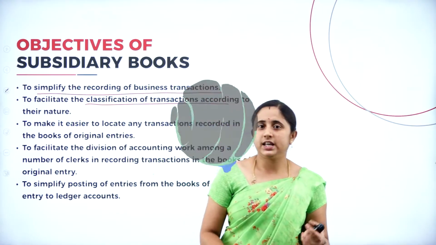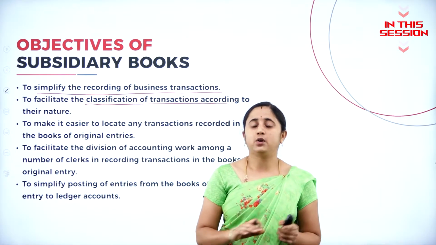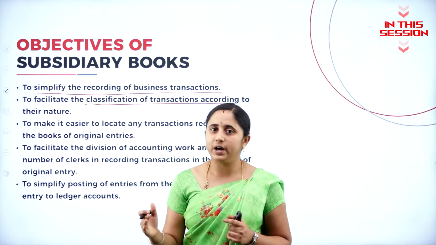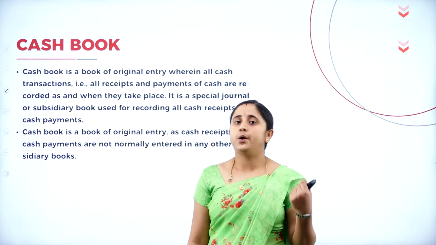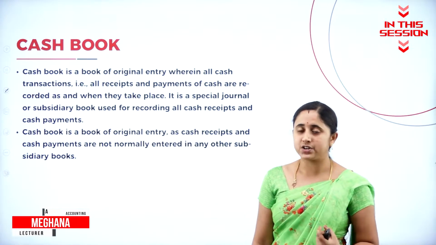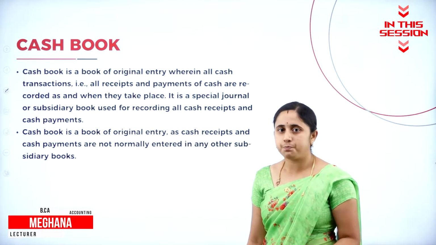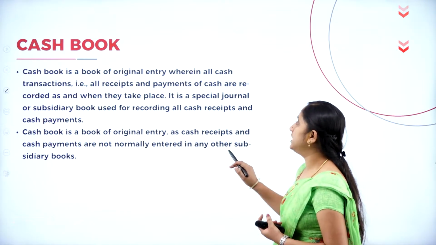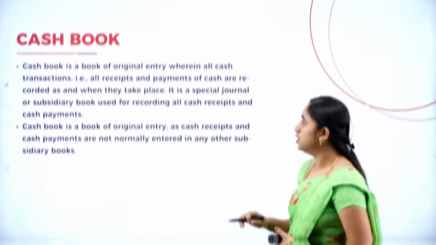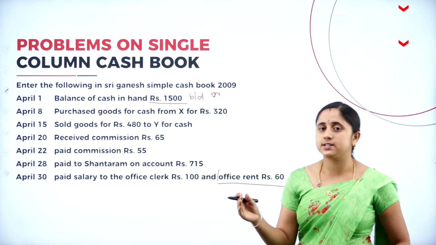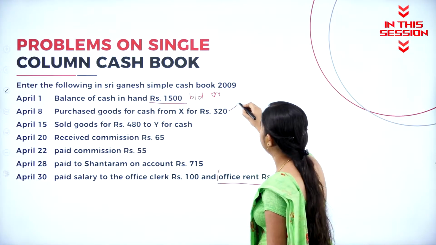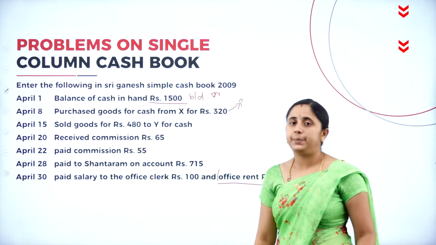In journal entry, only one person can record at a time. So, in subsidiary book, it divides the work. In cash book, you will record only the cash transaction, cash receipts, cash payment, that is cash coming in and cash going out. You will record only the cash transaction. First, you need to identify whether it is a receipt or payment. When you made a purchase, you are going to pay the money. So, this is the payment.